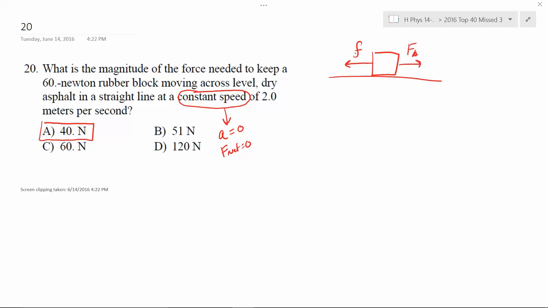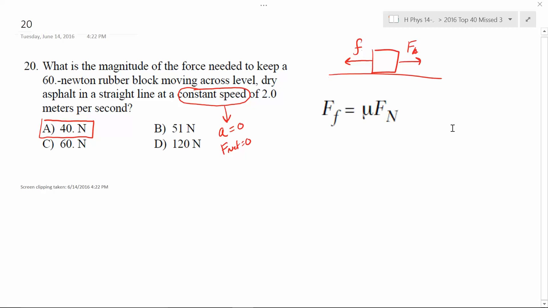If you've ever moved a couch, when you first go to push it, you push harder because you're trying to overcome the larger static friction force. Once it's moving, it's a little bit easier. The kinetic friction force is always somewhat lower. So the friction force is always some fraction of the normal force.